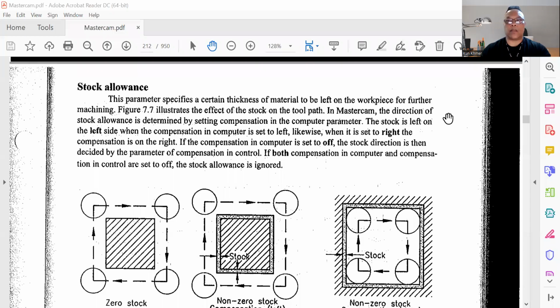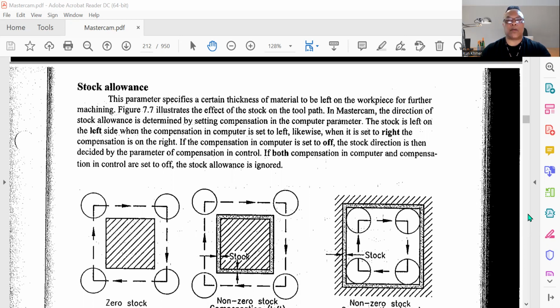So, okay, let's talk about the stock allowance. Stock allowance is the parameter specifying a certain thickness of material to be left on the workpiece for further machining. Figure 7.7 illustrates the effect of stock on a tool path. In Mastercam, the direction of stock allowance is determined by setting the compensation in the computer parameter. The stock is left on the left side when the compensation in computer is set to left. Likewise, when it's set to the right, the compensation is on the right.